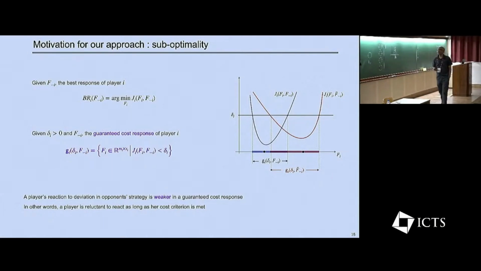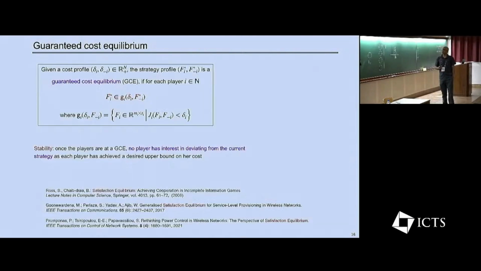Okay? So now once we define this guaranteed cost response, we can also talk about an equilibrium notion with this guaranteed cost response. Given a cost profile and a strategy profile, a guaranteed cost equilibrium of player I is basically an equilibrium strategy of player I that should be in the guaranteed cost response of player I, given that the opponents use their guaranteed cost equilibrium strategies.